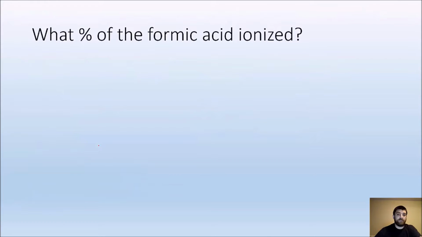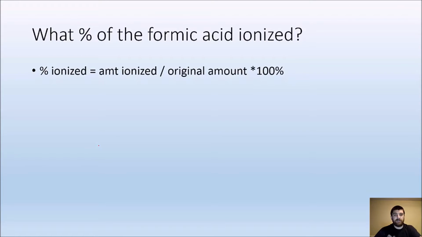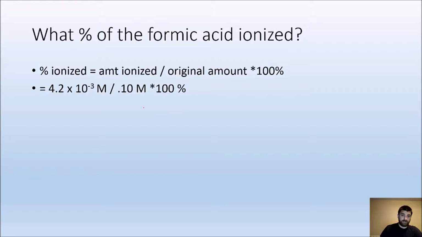Cool. What is the percent of the formic acid that ionized? So percent ionized, again, is going to be the amount that ionized divided by the original amount times 100. It's just a percent. So how much ionized? 4.2 times 10 to the minus 3. That's the H+, that's how much broke apart, over my original concentration of 0.10 molar, times 100%, and I get 4.2%.